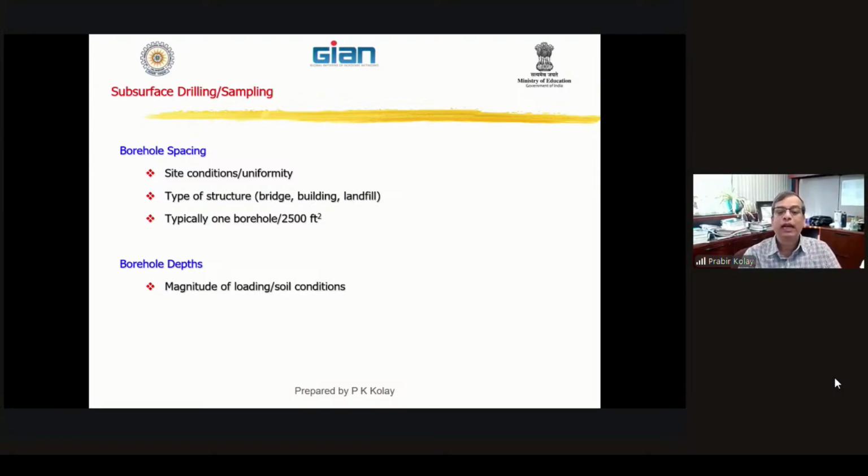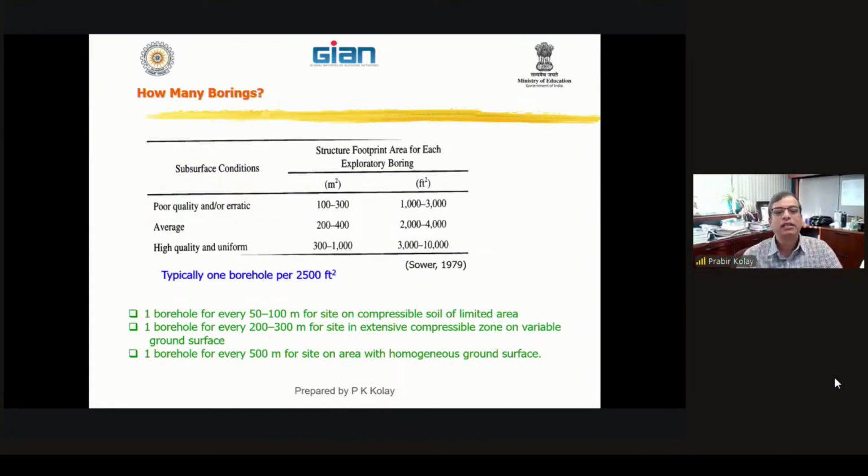And then also typically one borehole per 2,000 to 2,500 square feet. So this is just an approximate guideline. And the depth of the borehole depends on the magnitude of the loading and the soil conditions. So these are some guidelines again.